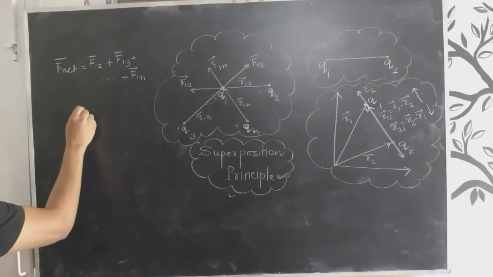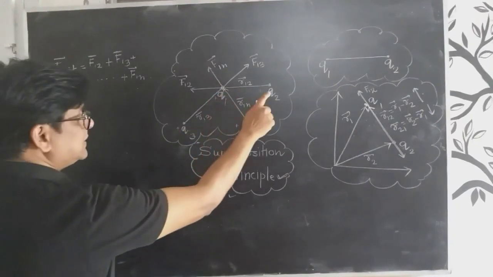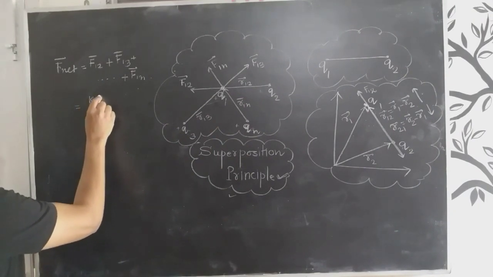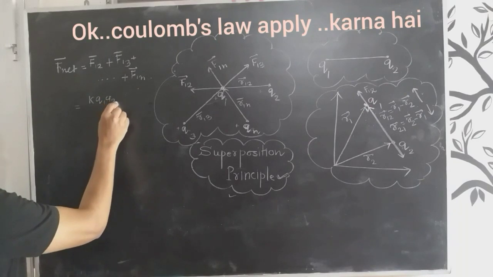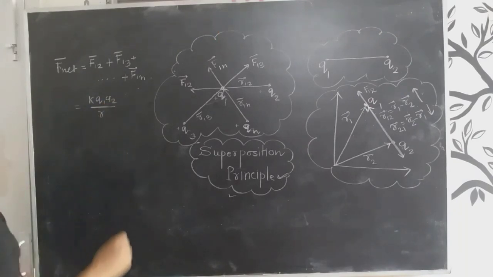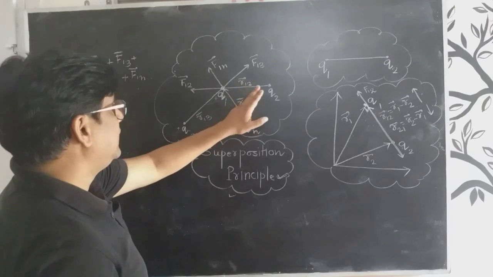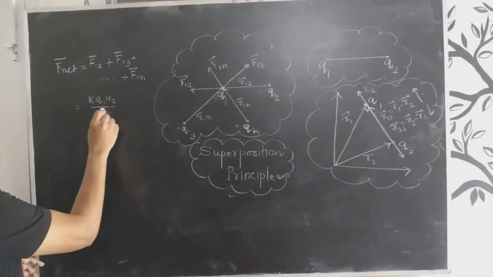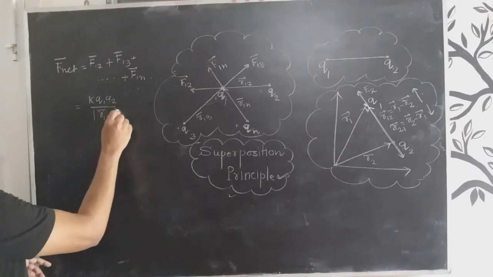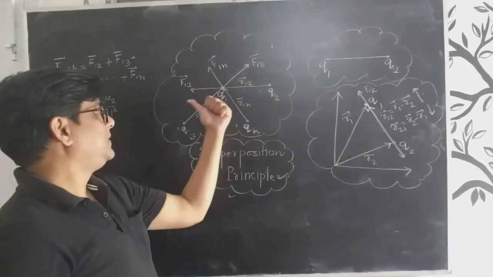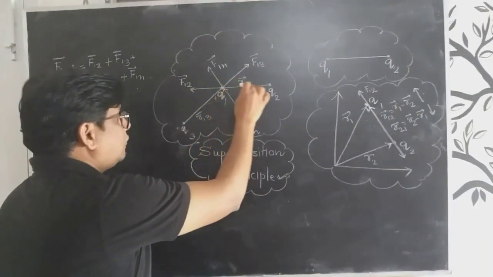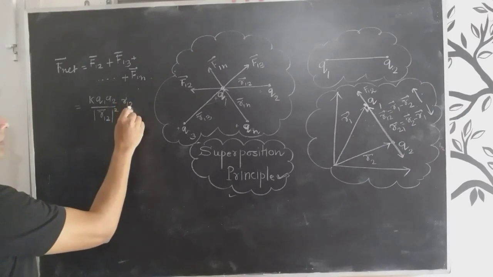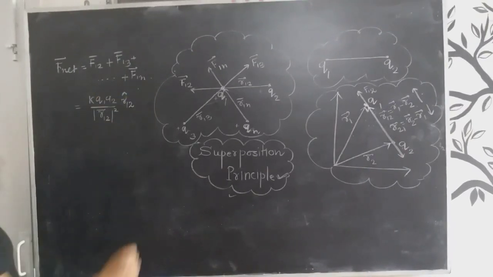Now, what is F12? Simple Coulomb's law. Just consider this and this. This is K, Q1, Q2 by R squared. What is the distance from here to here? I am considering R12, and this is the magnitude part, and I am taking the square of that. And the direction of this force will be this side. So it is applying on 1 from 2, so the unit vector is like this. I am writing the unit vector.